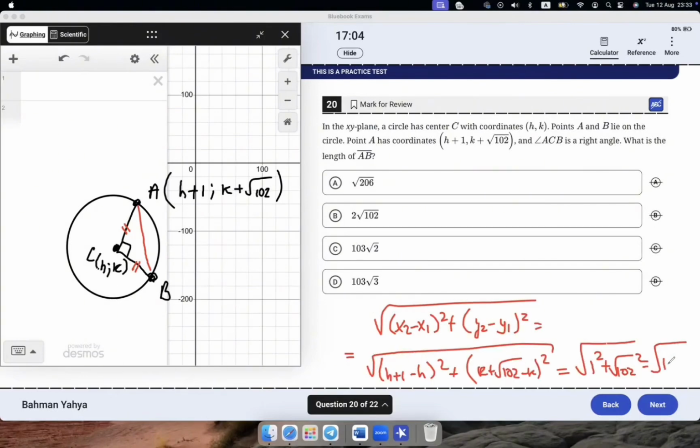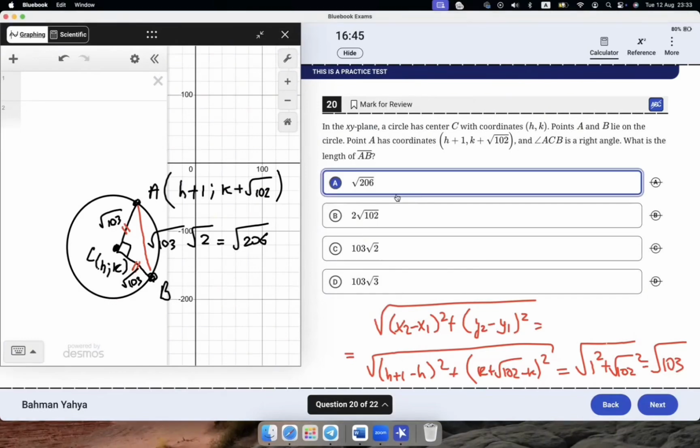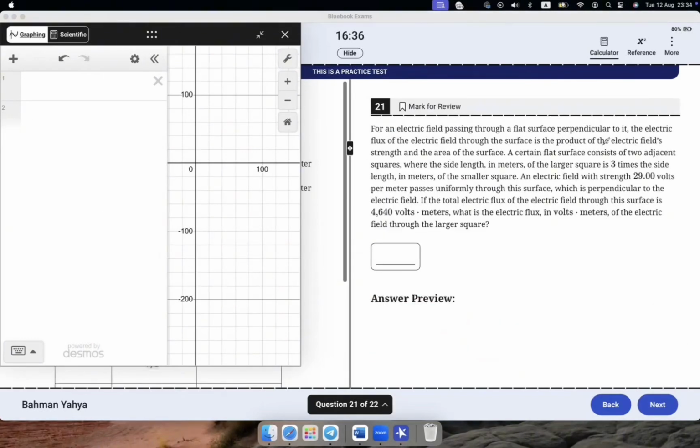That is square root of 103. So do you remember we said if it is x, it is x, and that will be x square root of 2, so it will be 206 squared. The answer is A. That's a long text even here.